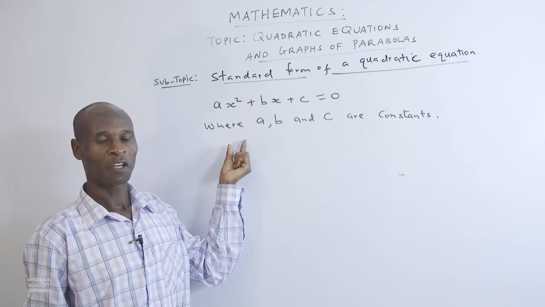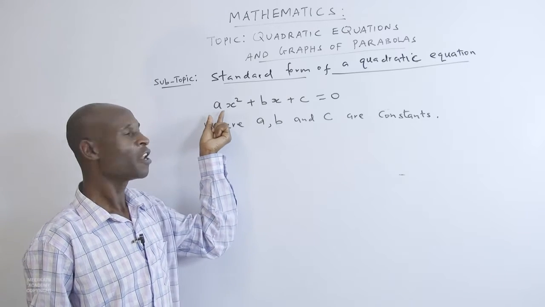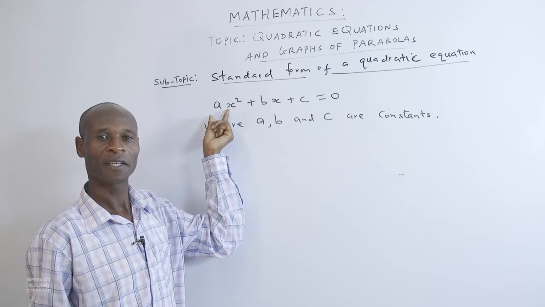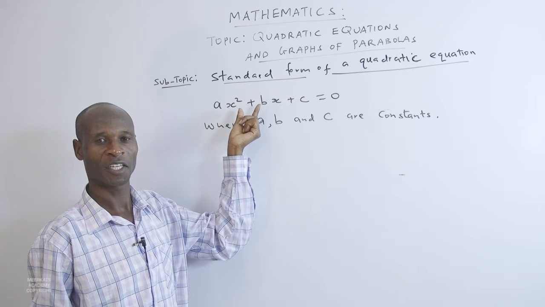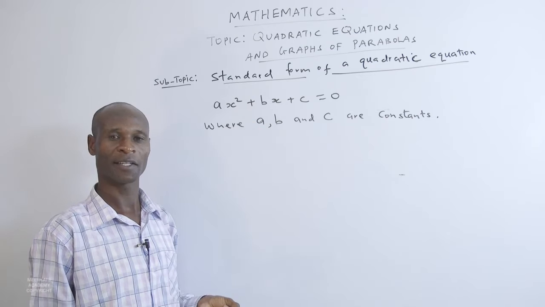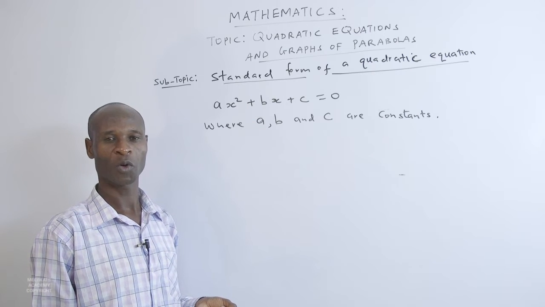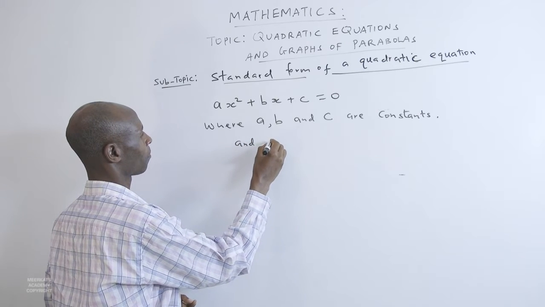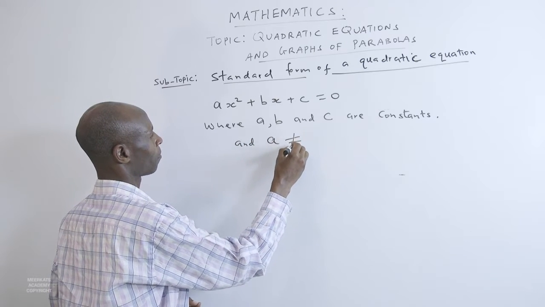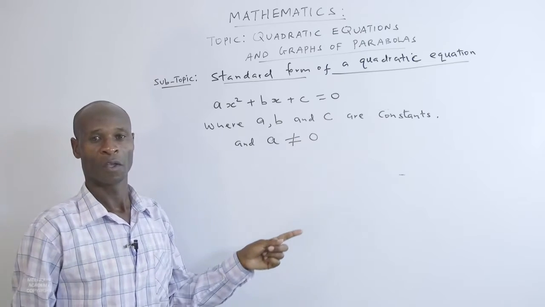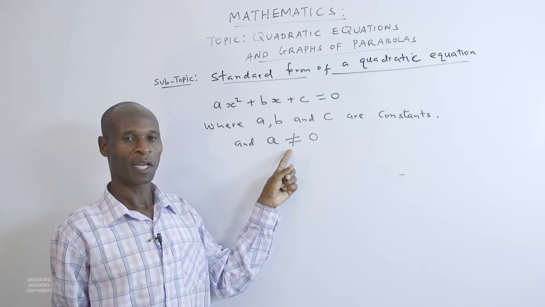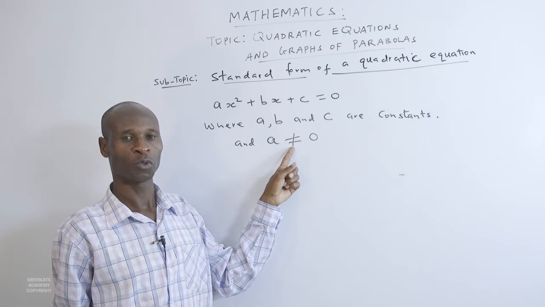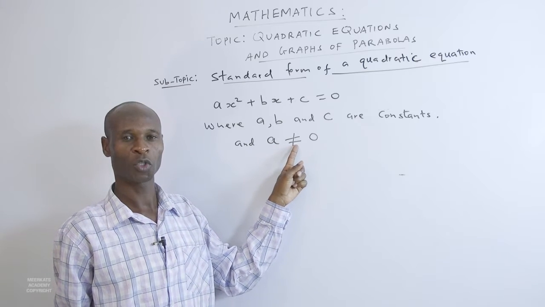Now, it's also important for us to know that the value of A must exist for us to have a quadratic equation. That implies that A should not be equal to 0. So this symbol stands for not equal to. So A must not be equal to 0.